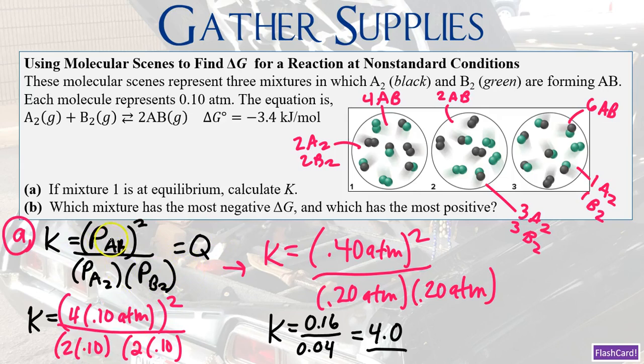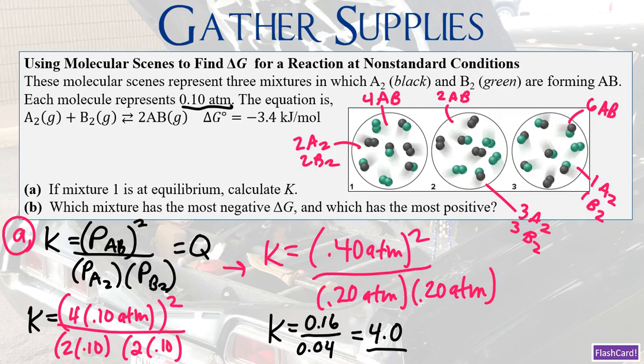I'm going to make sure I plug in all my values. To get the partial pressure of AB, remember we took 4 and multiplied it by 0.10 atmospheres. Same thing for all of our different molecules. We have to multiply the number that we have by 0.10 atmospheres. So our K expression is going to be 0.40 atmospheres squared divided by 0.20 atmospheres multiplied by 0.20 atmospheres. So overall, our K value is going to equal 0.16 divided by 0.04. And now I get a value of 4.0.